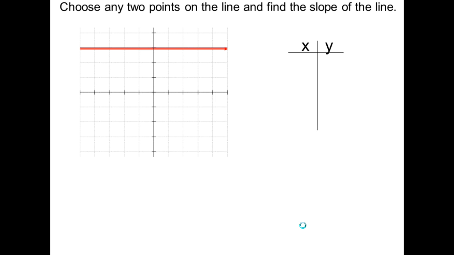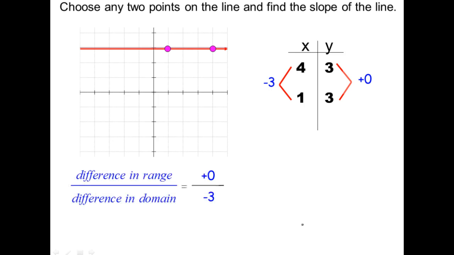Alright, now sometimes we need to find the slope of this. So to find the slope of this line, we can choose any point. So we decide to use 4, 3, and 1, 3. Now let's go ahead and find the difference. So 3 minus 3 is 0, and then we have negative 3. So remember, it's always the y-axis over the x, the range over the domain. So when we do 0 divided by negative 3, our answer will be 0. So whenever you have a line like this that is completely horizontal, the slope will always be 0.